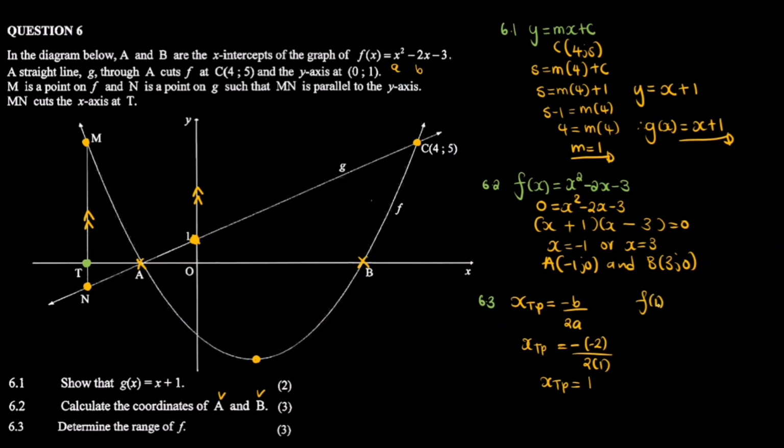So we're going to say f of 1. Wherever we see x, we're going to substitute 1 in this particular equation. So we're going to have 1 squared minus 2 times 1 minus 3. And of course, this gives us an answer of negative 4. So f of 1 is negative 4.